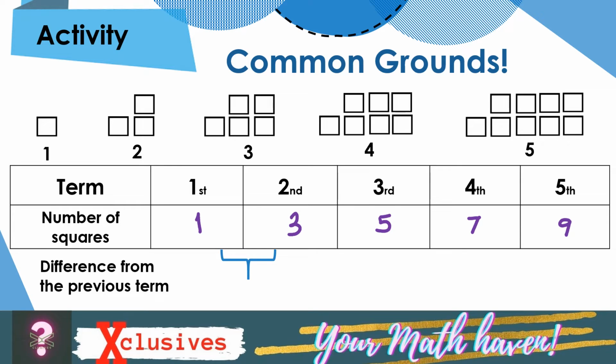After that, we will now identify the difference from the previous term. Here, what's the difference between 1 and 3? 3 minus 1 results to 2. What about 5 minus 3? That's also 2. 7 minus 5 is 2. And 9 minus 7 is also 2. Now, can you observe something?